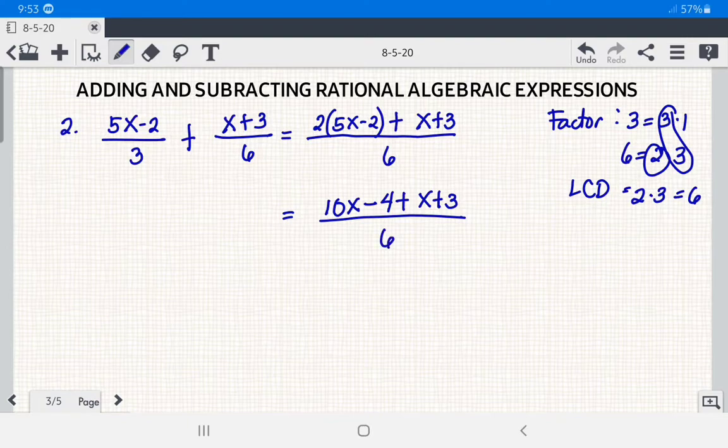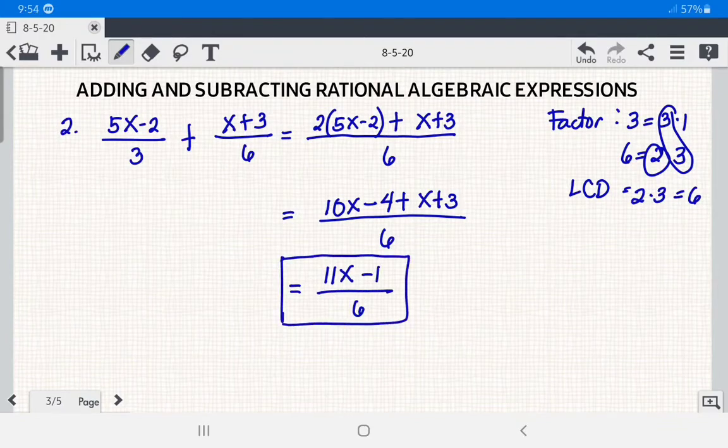Then, if we're going to combine similar terms, we have 10x and then x, so that is 11x, right? Then, negative 4 plus 3, so that is negative 1. Then, over 6. So, this is the answer: 11x minus 1 over 6. Next, number 3.